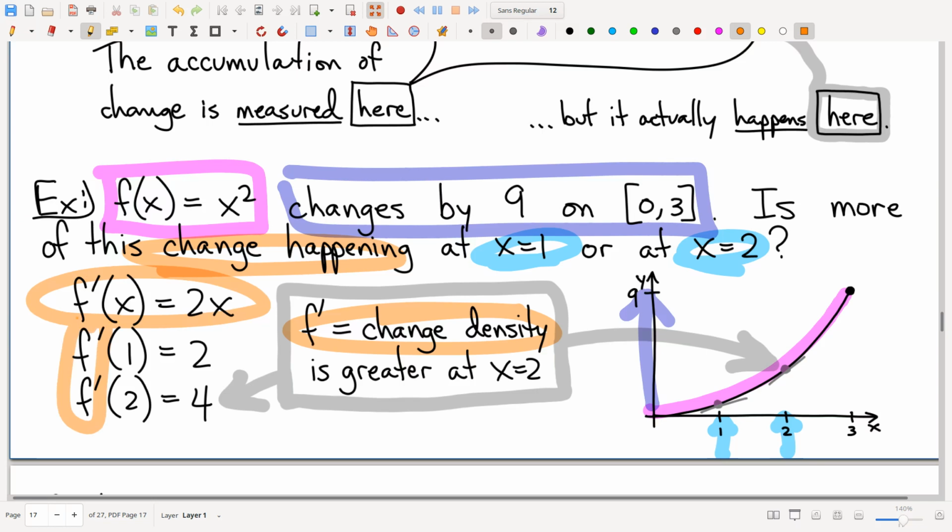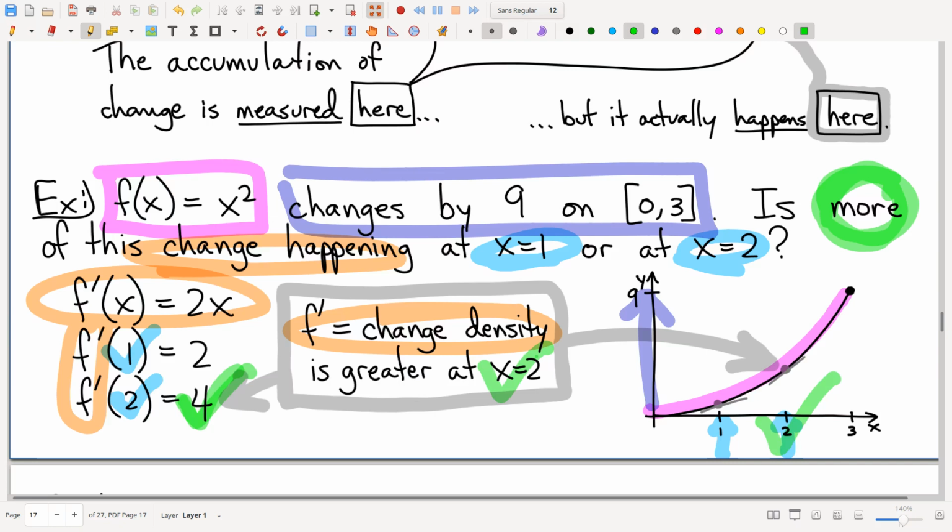right? And I can compute the derivative and I can plug in my two given points. I want to know, is there more of that happening at 1 or at 2? And just see where f prime, the density, is bigger. Between these two, which of these numbers is bigger? Well, obviously, this number is bigger. So at the point 2, there is more change happening. Right? More of the change is happening at 2. Right? That makes sense? Everybody good?